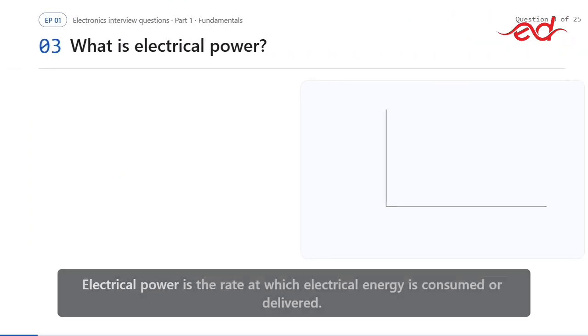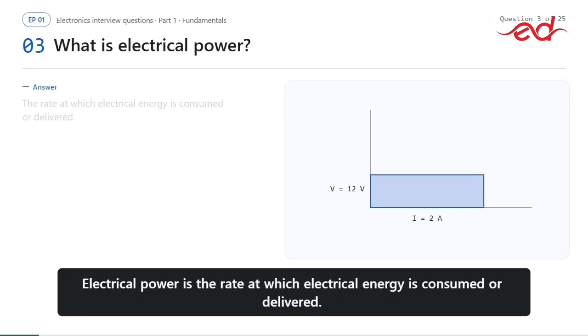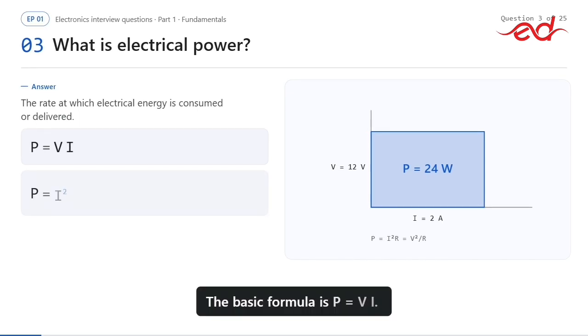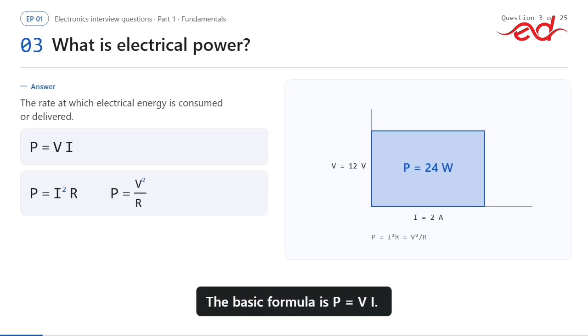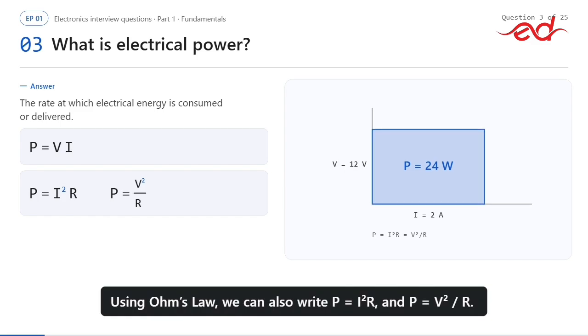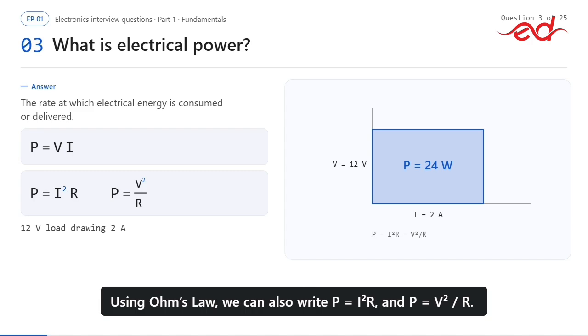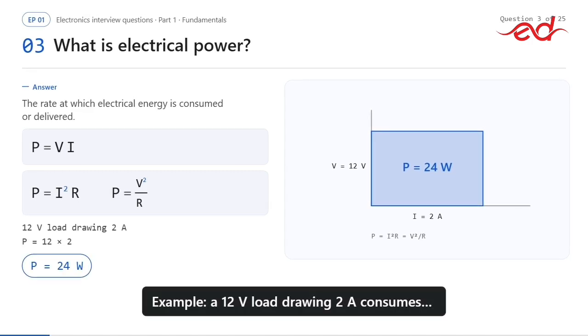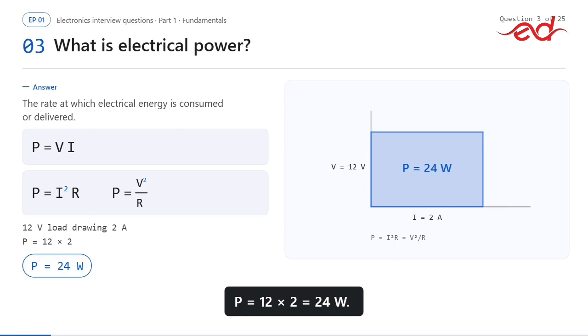Now coming to the next question, what is electrical power? Electrical power is the rate at which electrical energy is consumed or delivered. The basic formula is P is equal to V times I. Using Ohm's law, we can also write P is equal to I square R and P is equal to V square by R. Taking an example, suppose a 12 volt load is drawing 2 ampere current. So power will be 12 multiplied by 2, 24 watt. So a total of 24 watt power is going to be consumed.